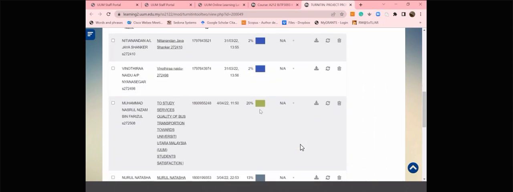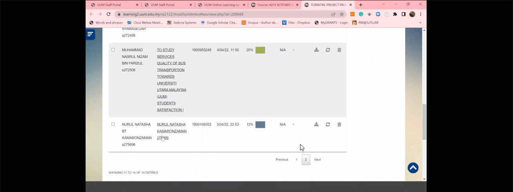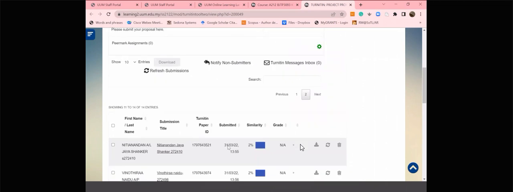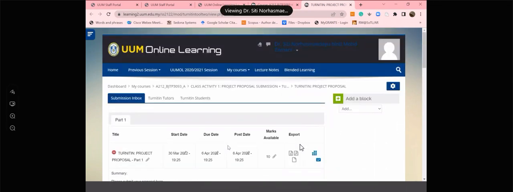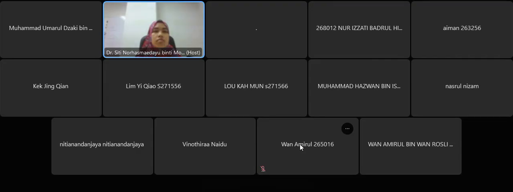Nasrul Nizam, border kan, 20%. Kau boleh lepas ni cari lagi kat mana so that you can have less than 20%. Okay, Natasha, good, 13%, right? So this is the similarity index captured by turnitin. Please kena tengok lagi sekali. Any questions so far for your turnitin index? Any question? No question so far?